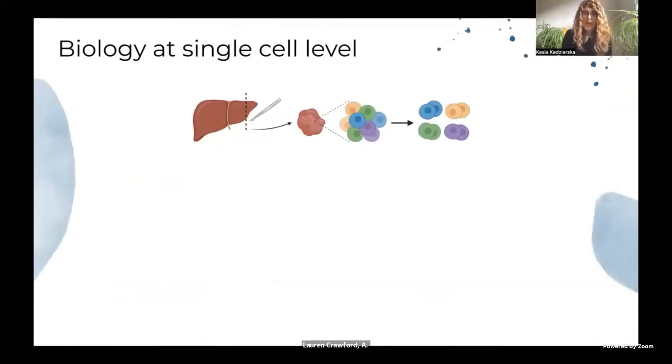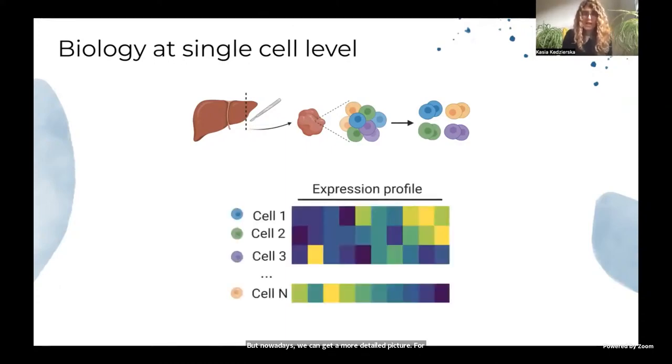When we dissect a tissue, we get a set of different cells, and before the advent of single-cell technologies, we would only be able to get a readout across the average of those cells. But nowadays, we can get a more detailed picture. For example, we can run a single-cell RNA-seq experiment and get an expression profile of each of the cells separately.